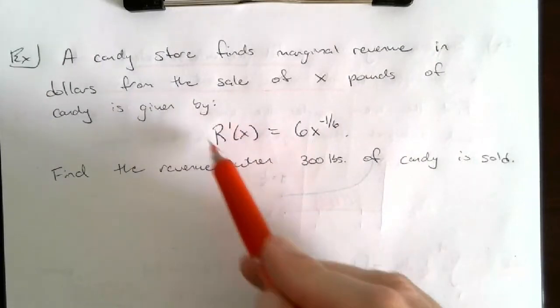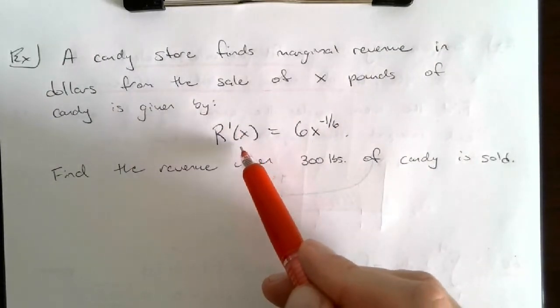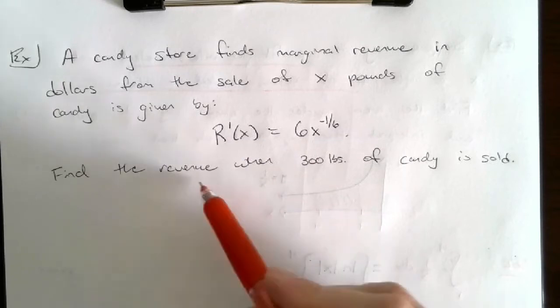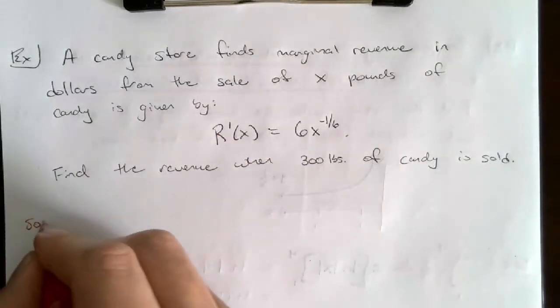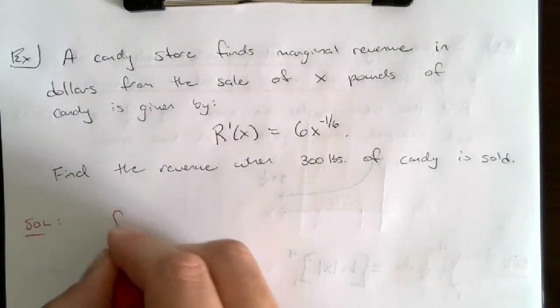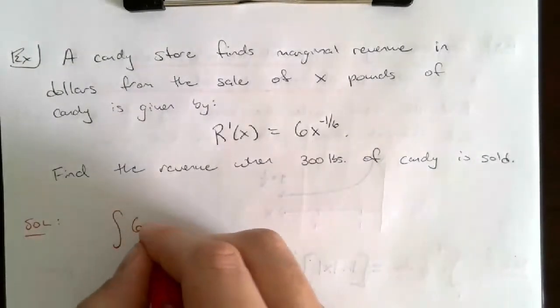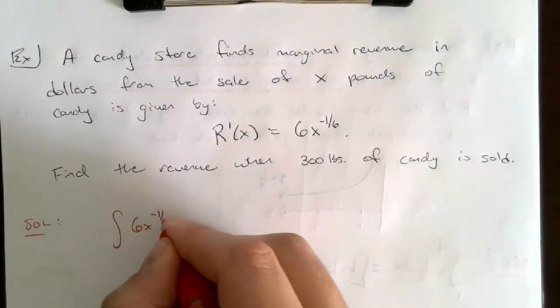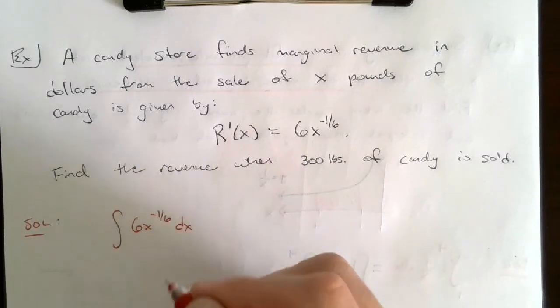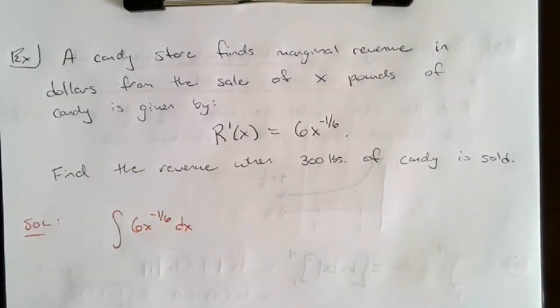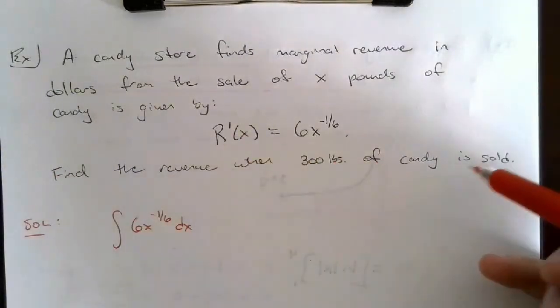So they're saying take the antiderivative of R prime, and that'll get you to revenue. So for our solution, we know we're taking the antiderivative of 6x to the negative 1/6 dx. Now, we have to come up with our limits of integration here if we're going to use a definite integral. Now, it says find the revenue when 300 pounds of candy is sold.